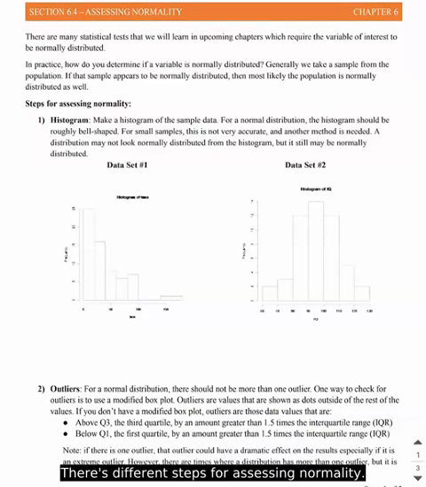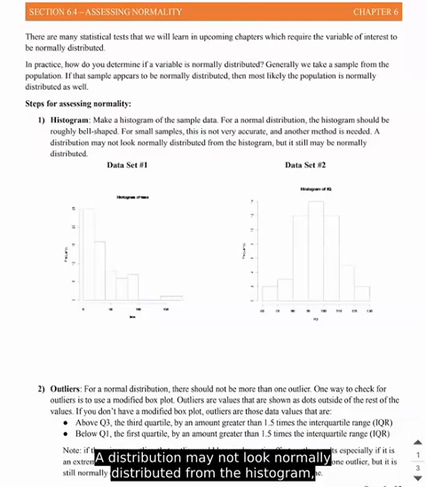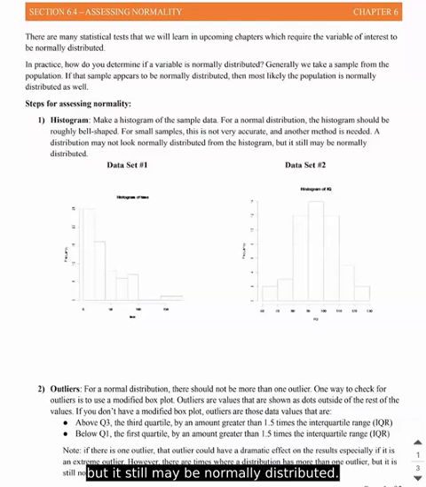There are different steps for assessing normality. The first one is to create a histogram of the sample data. For a normal distribution, the histogram should be roughly bell-shaped. With raw real data, it might not be perfectly bell-shaped, which is why we say roughly or approximately bell-shaped. For small samples, this is not very accurate, and another method is needed. A distribution may not look normally distributed from the histogram, but it still may be normally distributed.